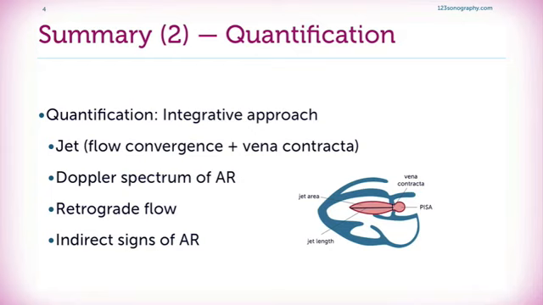the proximal portions of the jet, with the PISA, the flow conversion zone, and the vena contracta. We can also use the Doppler spectrum, which however does not work in all patients. The retrograde flow from a suprasternal approach to look at how much blood flow regurgitates back into the left ventricle. And then also the indirect signs of aortic regurgitation, which I mentioned previously.